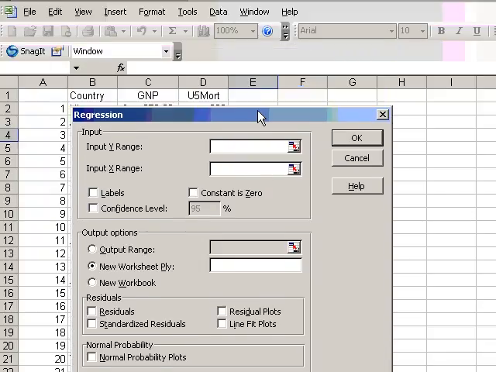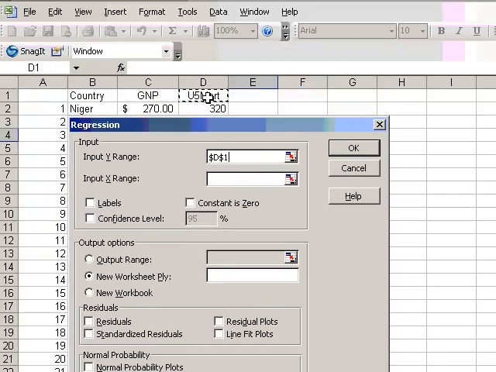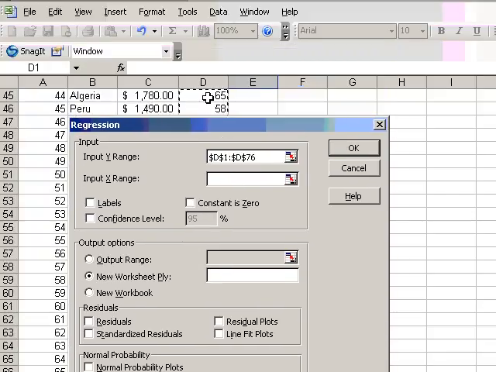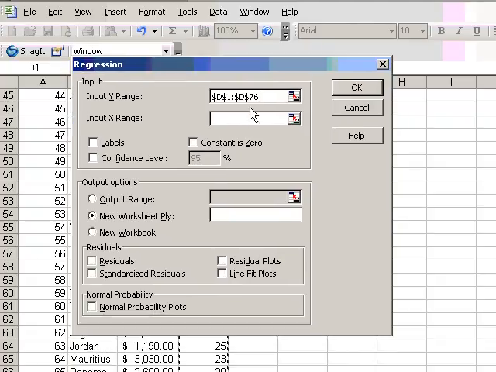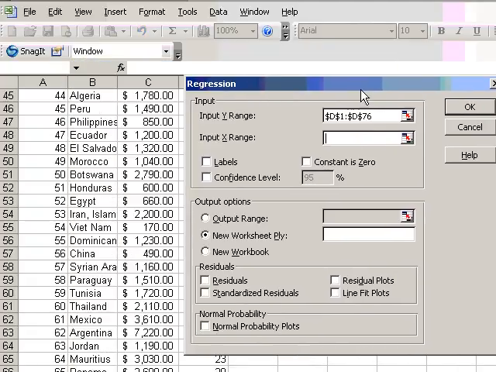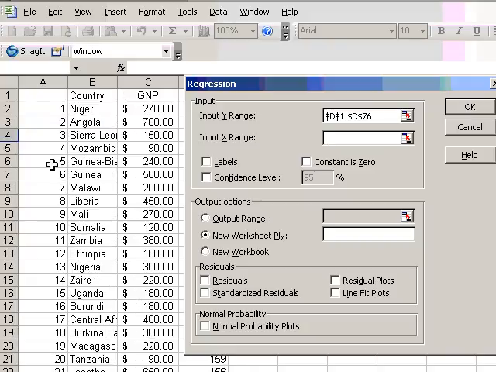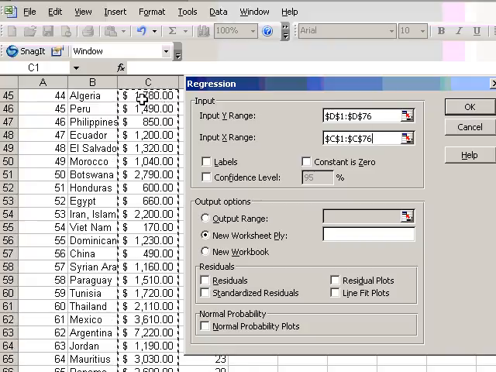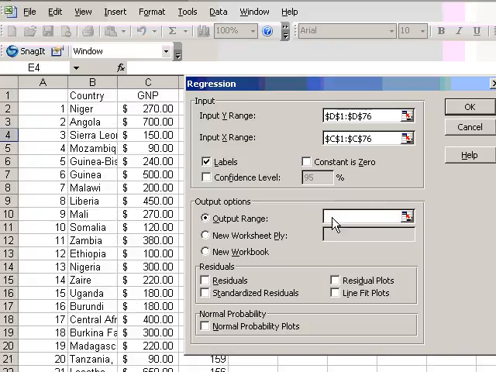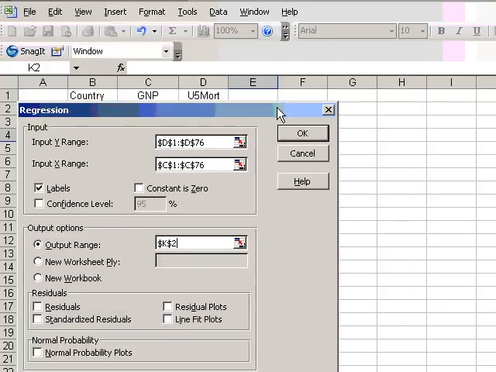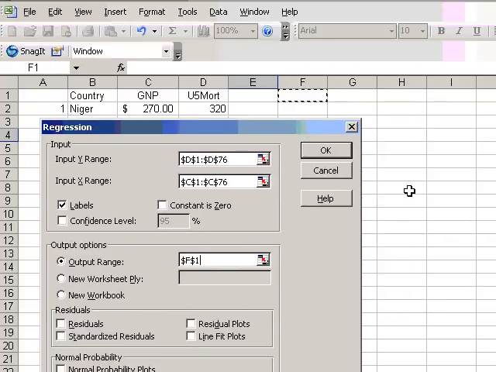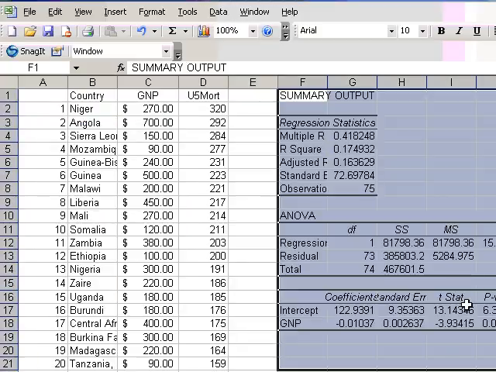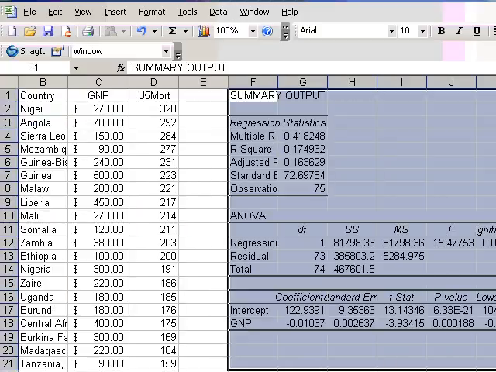With OK, the Y input range will be under 5 mortality, and the X input range will be GNP per capita. Now there are labels in the first row, and the output range will be F1. When I say OK, I get these results.